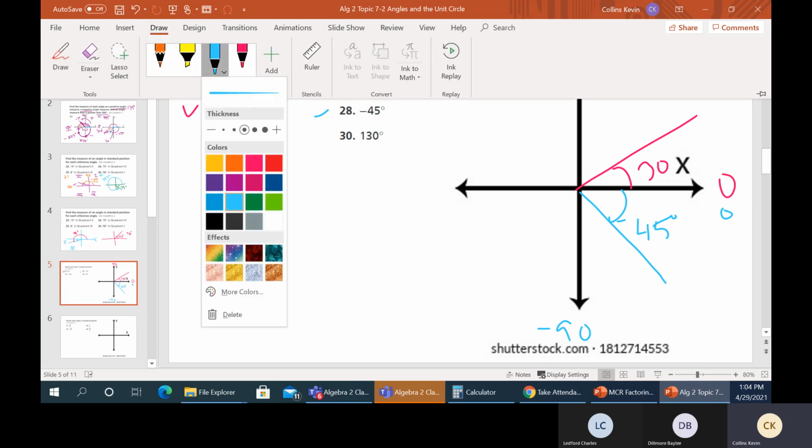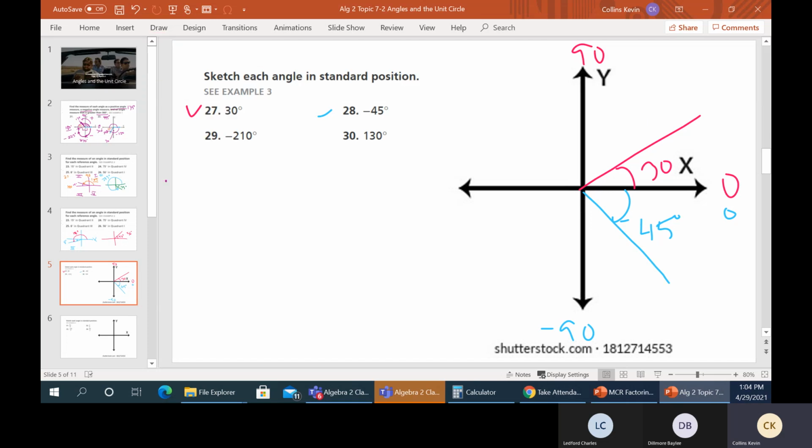All right, so let's try another one here. This one says negative 210. So we start here. There's negative 90. Negative 180. We need to go 30 degrees more to get to this one. So it's going to be negative 210. Okay, so there's that one.